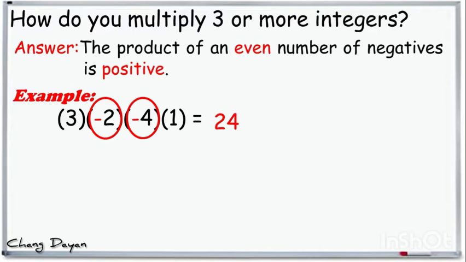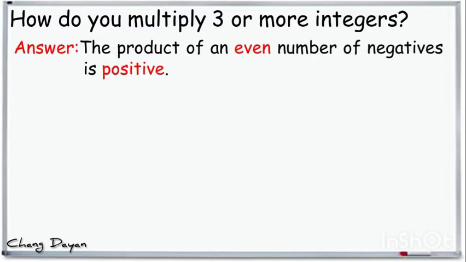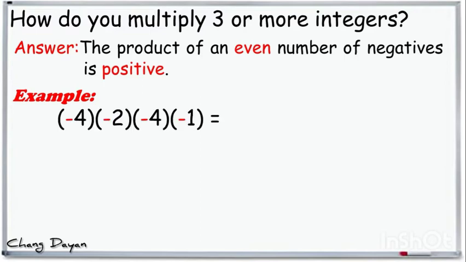Next, the product of an even number of negatives is positive. So we have here negative 4, negative 2 times negative 4 times negative 1. So again, we have to count all the negative integer. And we have 1, 2, 3, and 4. There are 4 negative integer. And 4 is an even number. That's why our answer here must be positive.